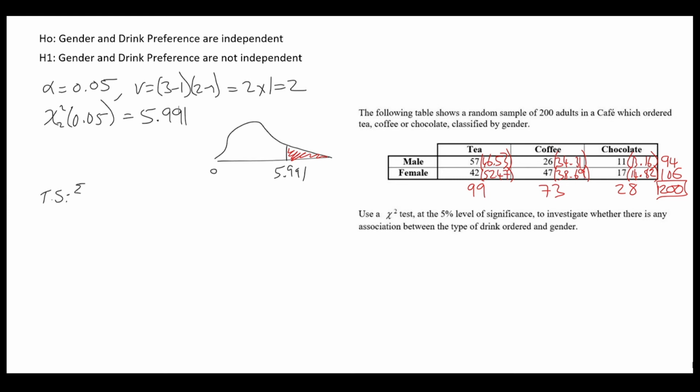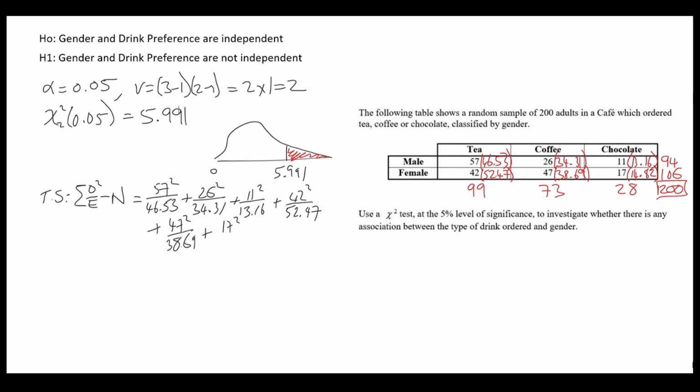Okay, let's generate the test statistic. I'm going to use the sum of the observed squared over the expected, and from that we'll subtract the n value. So the fractions that we get here are going to be the black observed frequency squared over the red expected frequency. And we'll do this for all 6 cells, and then we'll minus 200. This leads to a test statistic of 8.912.